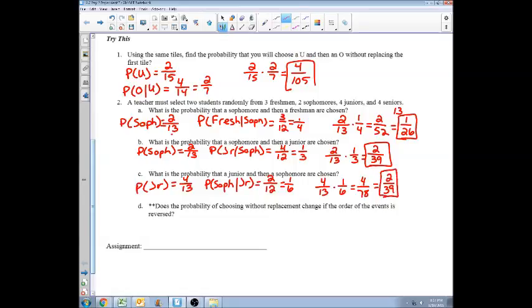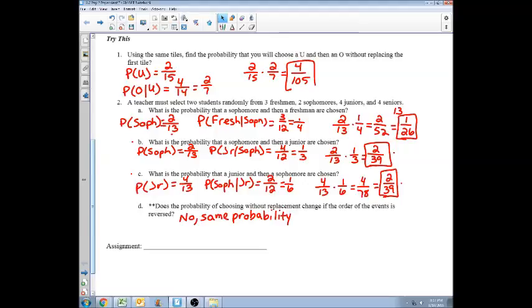The next question says, does the probability of choosing without replacement change if the order of events is reversed? Well, look at B and C. I flipped which one came first. Did that change my probability? Well, it was 2 over 39 here. It was 2 out of 39 there. So no, it does not. We would have the same overall probability.